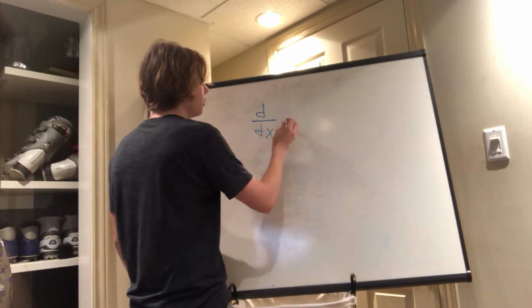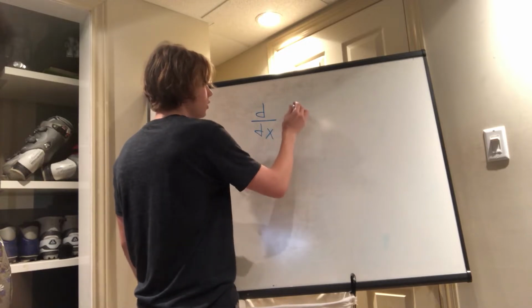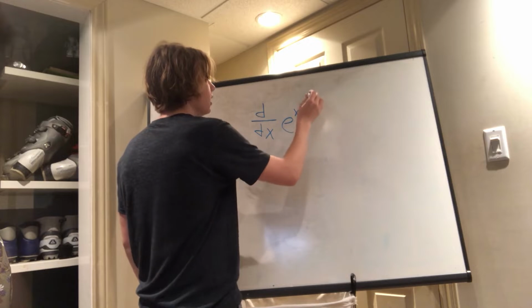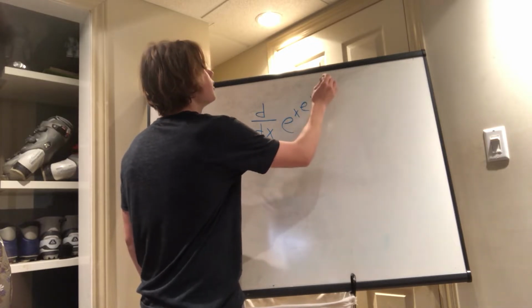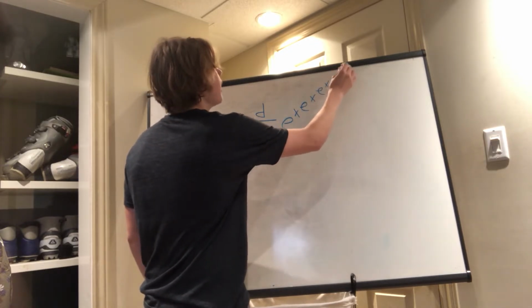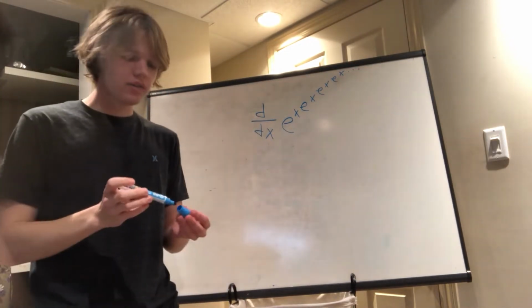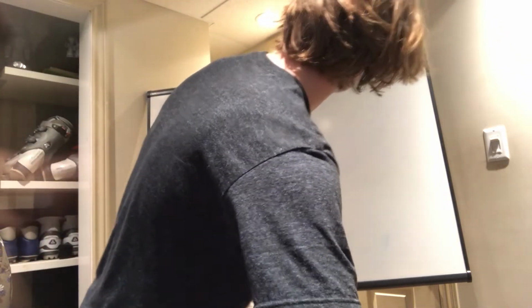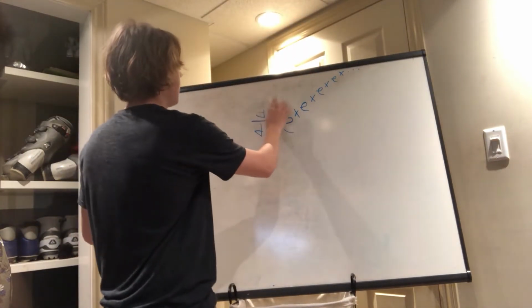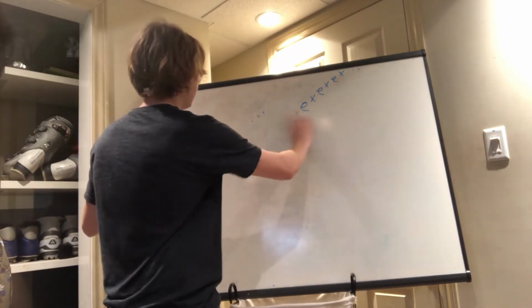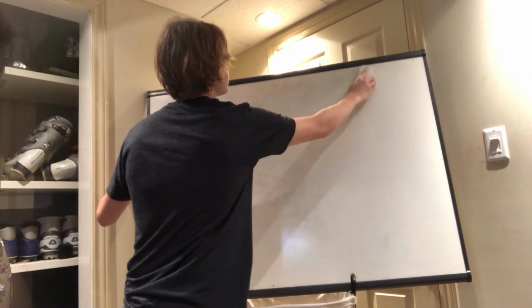Today, we're going to be taking the derivative of e to the x to the e to the x to the e to the x to the e to the x to the dot dot dot. So, how would you even start getting this, since there's infinitely many x's and infinitely many e's?